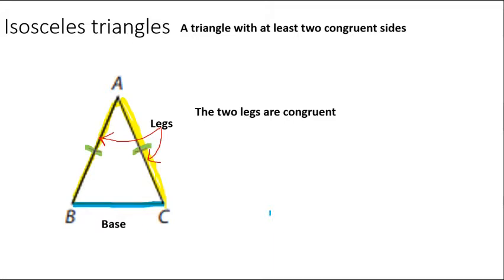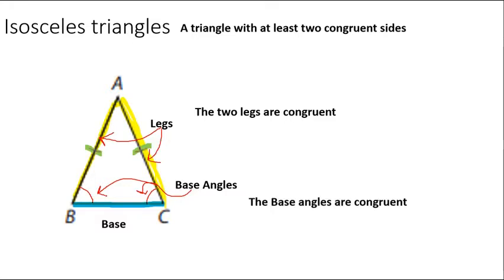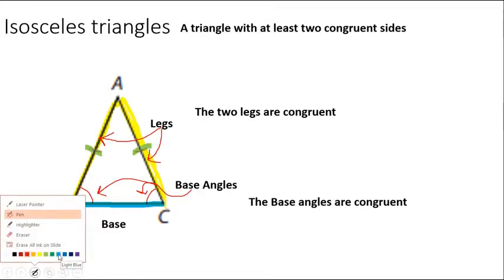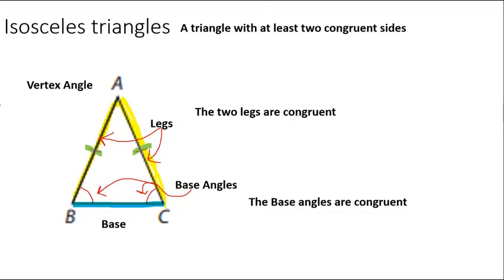Now, in terms of the angles, we have two angles we call the base angles. So it's this angle here and this angle here. Both of these, we say they're the base angles. And something about the base angles is that they are congruent. So the two base angles here are congruent to each other. And that leaves us one final angle, the angle on top, which we call the vertex angle. So the vertex angle is the angle that's right here.